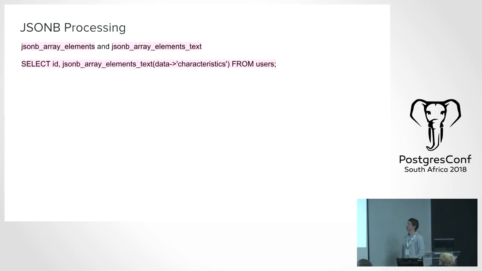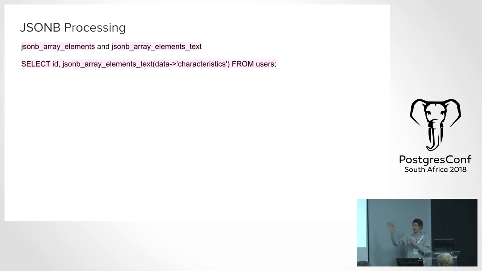JSONB array elements and JSONB array elements text. So that's the same thing: one returns the elements as text, the other one as JSONB. You can see that I give the JSONB array elements text function the data characteristics. That function expects an array, and it will go through every record and unpack that array for you and give you the single results, so all the values of the arrays.